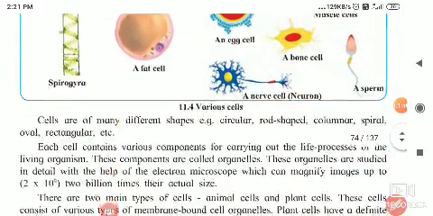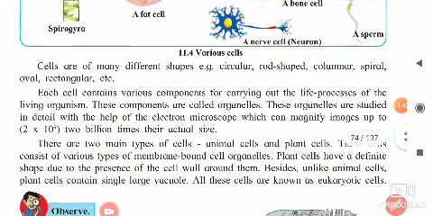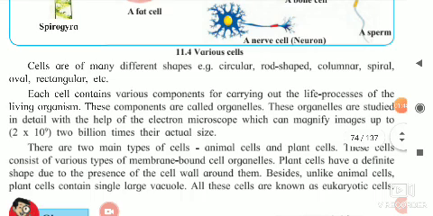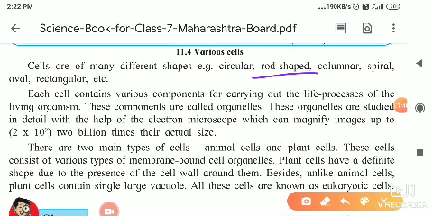Now we will see the next part, that cells are of different shapes. Some cells are circular, some are rod shaped, some are columnar, spiral, oval, rectangular. These are the shapes of cells. Each cell contains various components for carrying out the life processes of the living organism. That means, according to its function, the cell has various components. These components are called cell organelles.